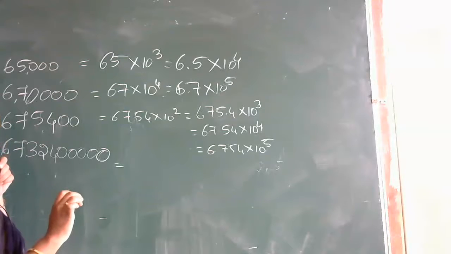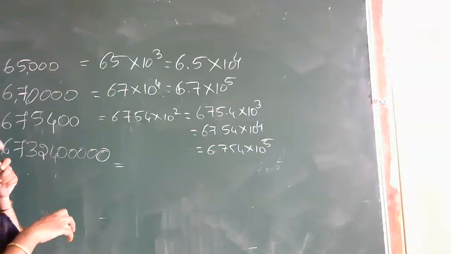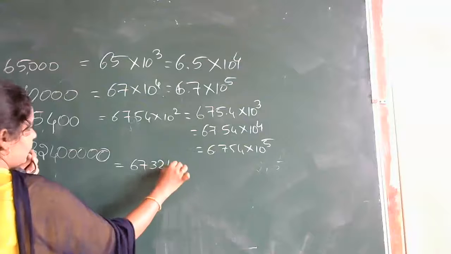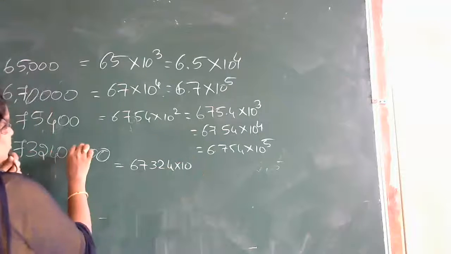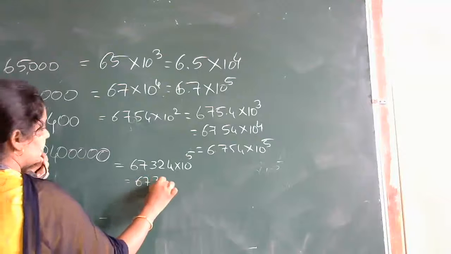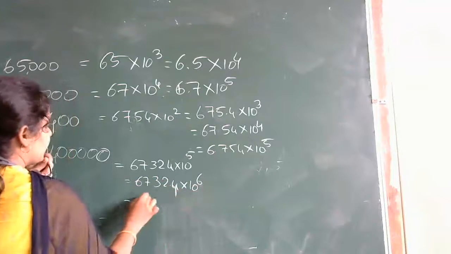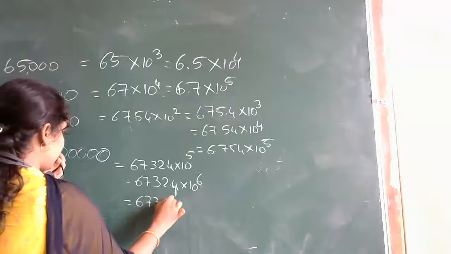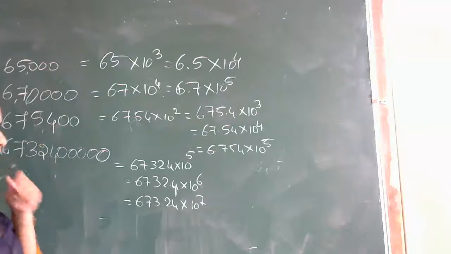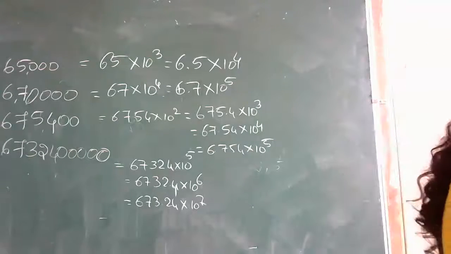So let us see the last one. Again last one, how many forms you can express? I think 5 forms you can express. One form is 6, 7, 3, 2, 4 into 10 to the power 5. Next 6, 7, 3, 2.4 into 10 to the power 6. Next 6, 7, 3.24 into 10 to the power 7. So by shifting, you can write another 2 forms of that answer.